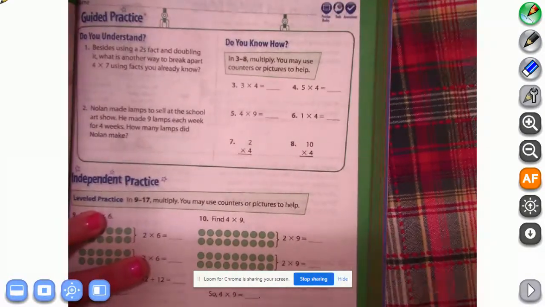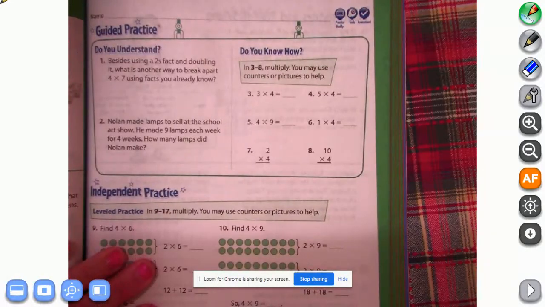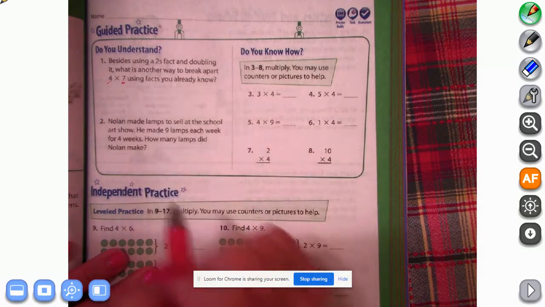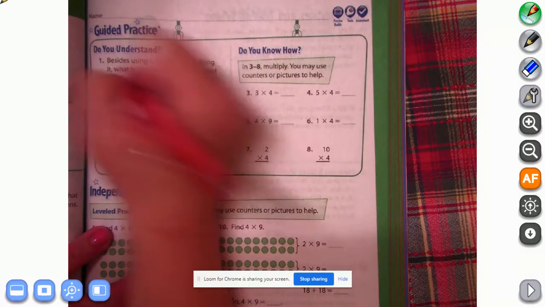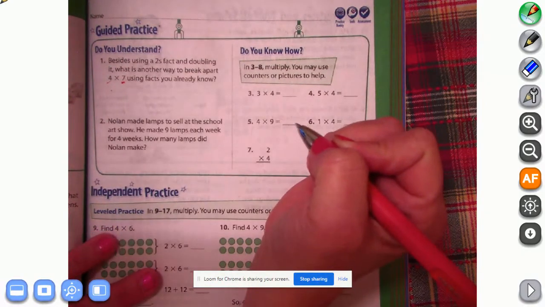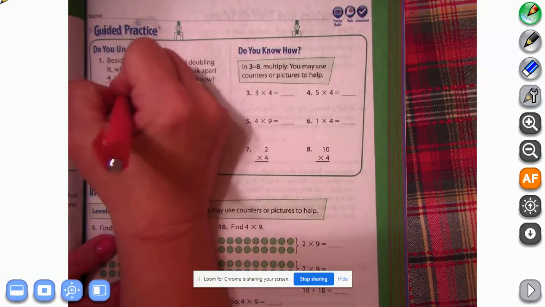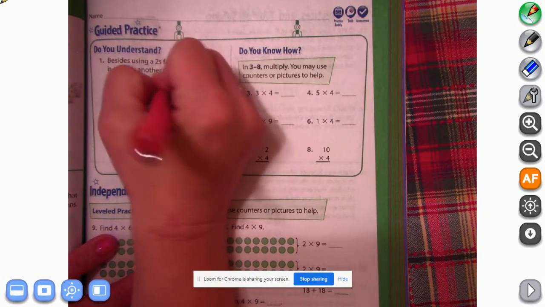Okay, so on page 123 on the top, do you understand? It says, besides using a 2's fact and doubling it, what is another way to break apart 4 times 7 using facts you already know? Okay, so instead of breaking up the 4, can we break up the 7? Let's try it. Okay, so what facts can we use for 7? 4 plus 3. So let's try that. 4 times 4 plus 4 times 3.